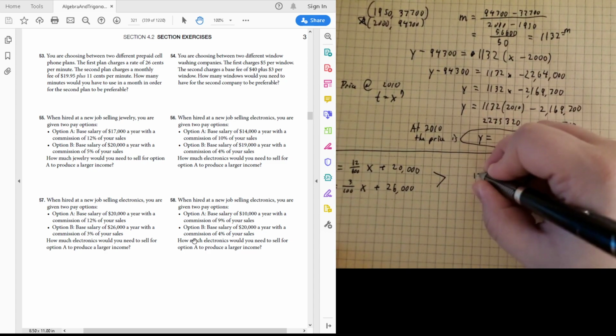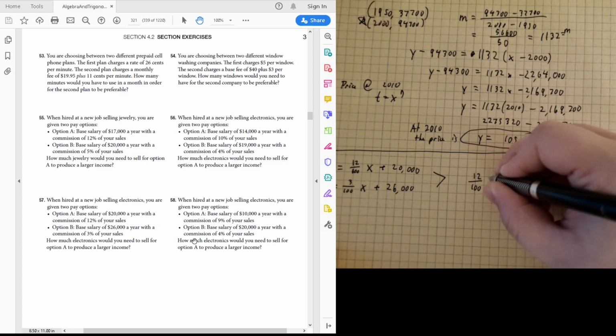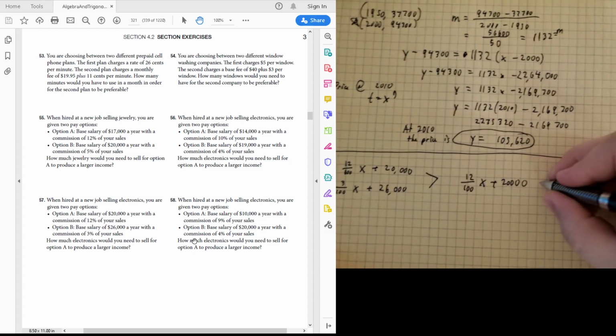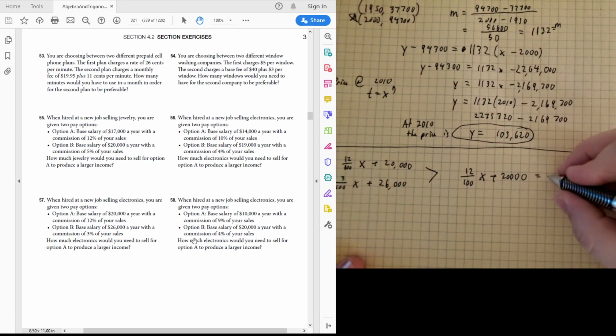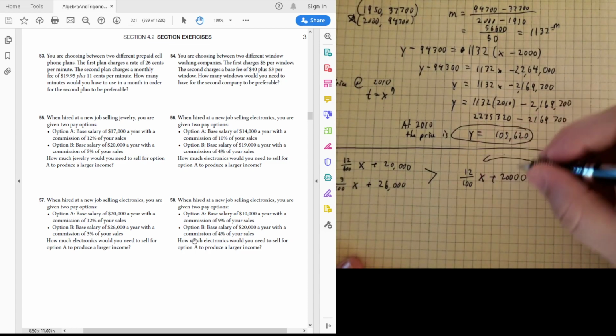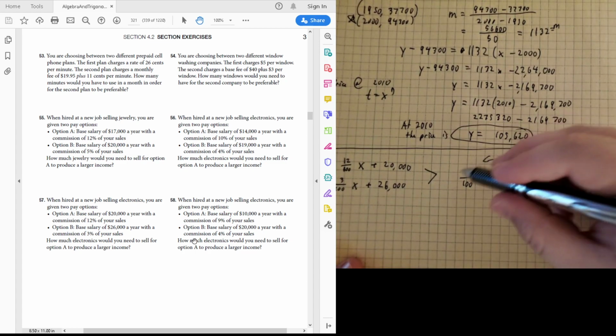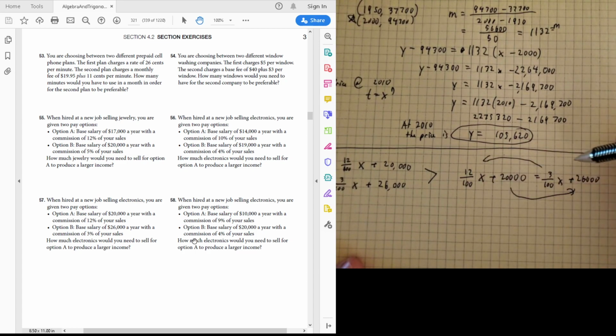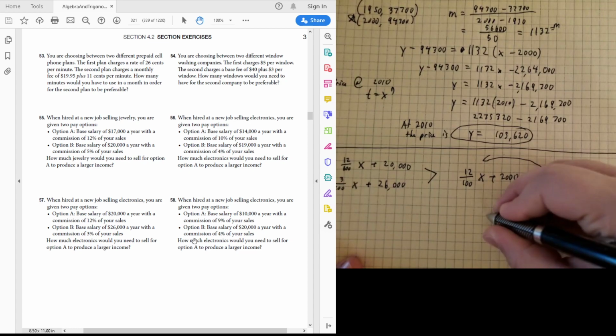So I'm going to do 12 over 100 x plus 20,000 equals 3 over 100 x plus 26,000. Okay. I'm going to move the 3 over 100 over here, and I'm going to move the 20,000 over here. If I move the 3 over 100, I'm subtracting 12 over 100 minus 3 over 100. That leaves me with 9 over 100.